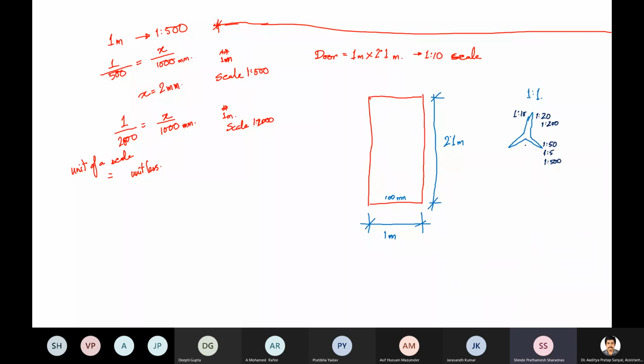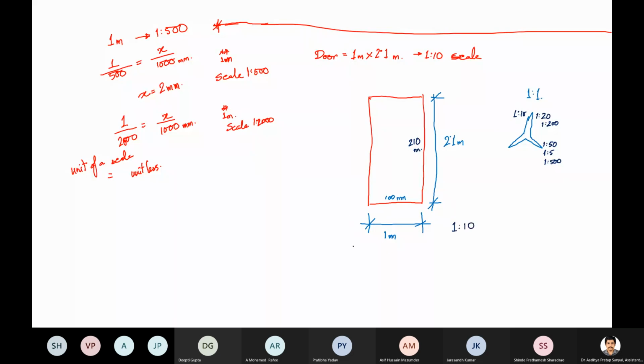Can you see that? Yes, sir. Right? So 1 is to 1 and 1 is to 10 are quite similar. This one I'm trying to represent here. Just let me finish it. 210 mm. This one I drew at a scale of 1 is to 10.